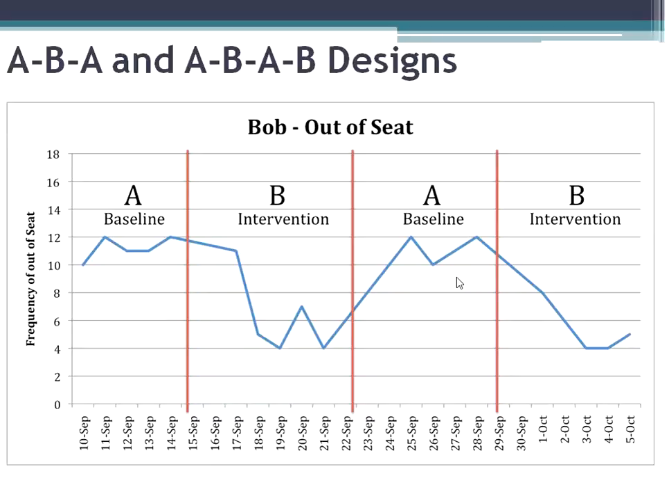So here we've got some made-up data about the frequency of Bob being out of his seat. I chose this example because I have a son, Kalen, who, at the time of this recording, is going to be going into first grade, and he has trouble staying in his seat in the classroom. So you might measure the baseline. So first A, our baseline. How many times throughout the day does Kalen get up out of his seat?